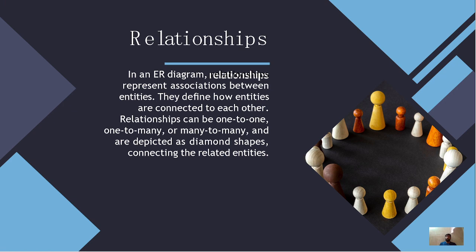Relationship. Relationships are of different types, but these relationships are represented in diamond shapes as shown in this figure. In an ER diagram, a relationship represents associations between entities. They define how entities are connected to each other. Relationships can be one to one, one to many or many to many. And these relationships are depicted in diamond shapes, connecting the related entities.